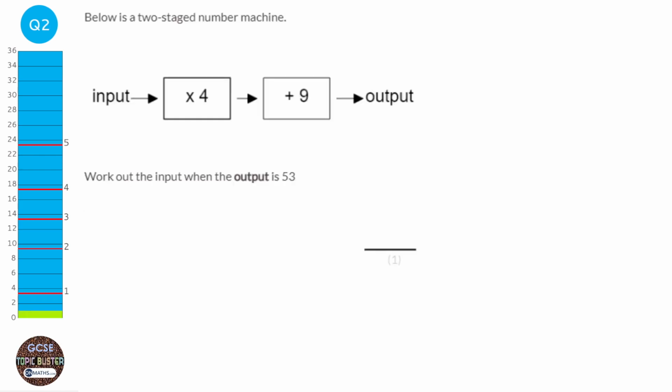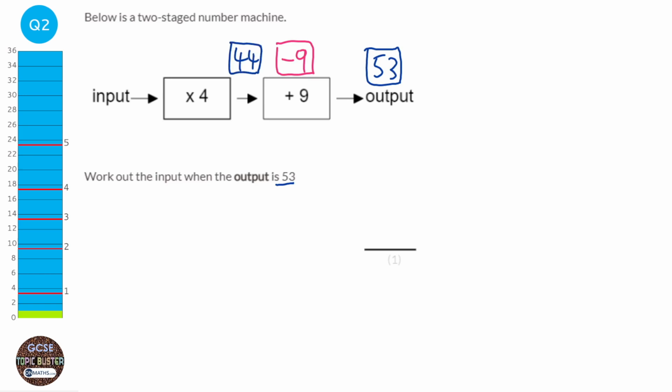In this question we're given the output as 53. So we know that the output was 53. So now we've got to work backwards. And when we work backwards through a function machine or a number machine, we do the opposite of what it says. So this first one says plus 9, but when we go backwards we do the opposite, which is take away 9. So we do 53 take away 9, which is 44.